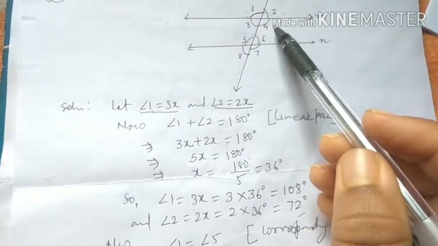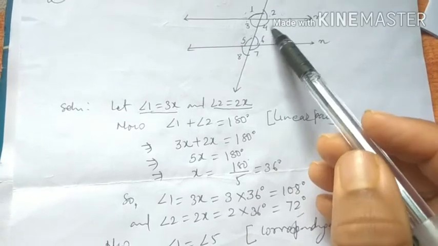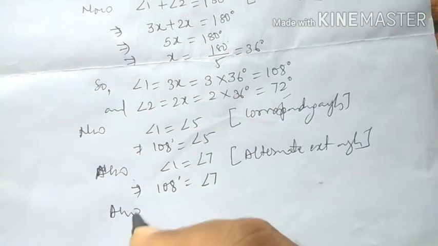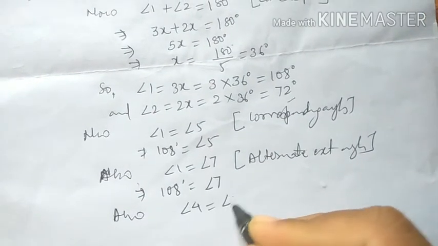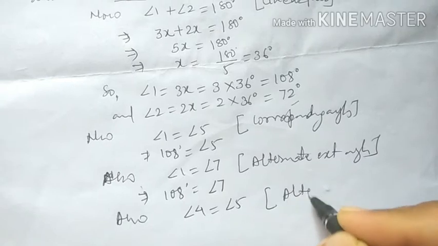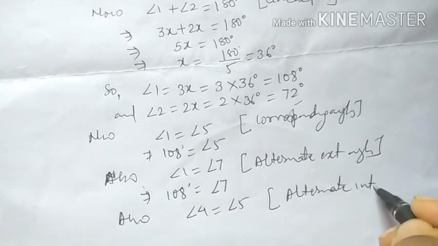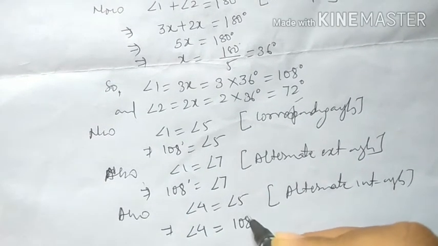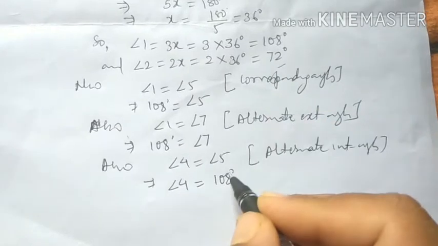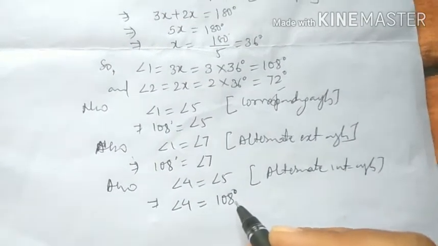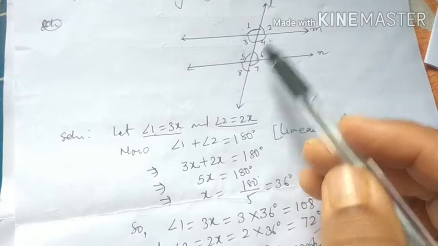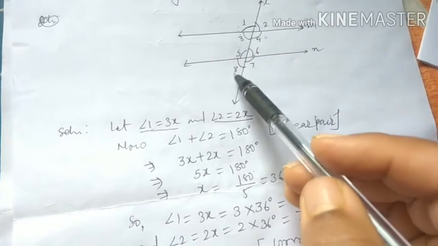Now angle 4 and 5 will be equal. Why? Alternate interior angles. So angle 4 equals angle 5, and the reason is alternate interior angles. So angle 4 is 108 degrees. Now we have to find angle 3, angle 6 and angle 8.